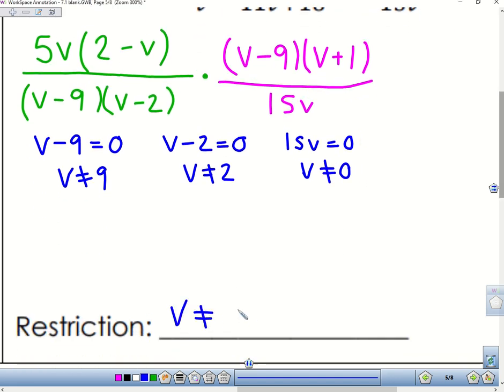Do you have a question? Yeah, we do the restriction for the whole thing, so you do it for both of the fractions.